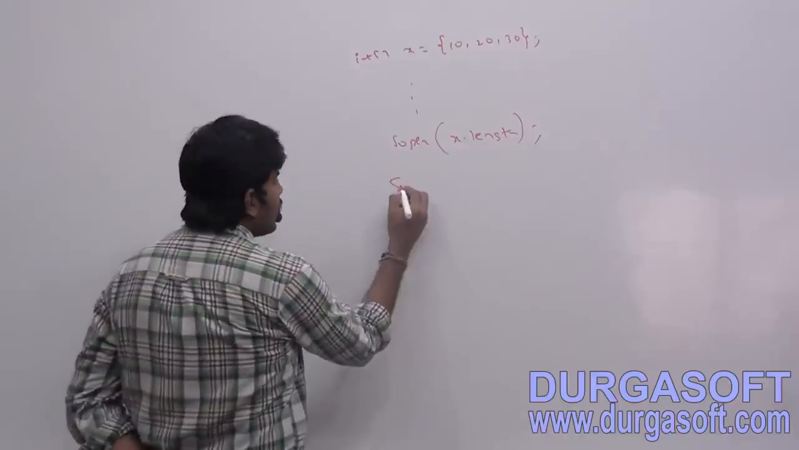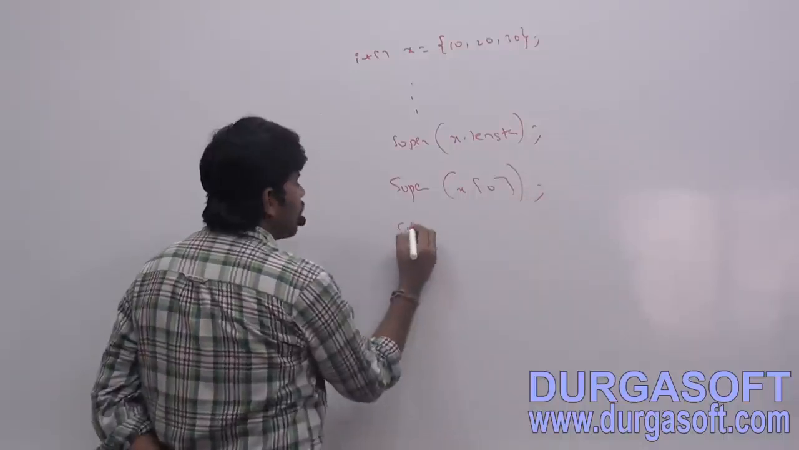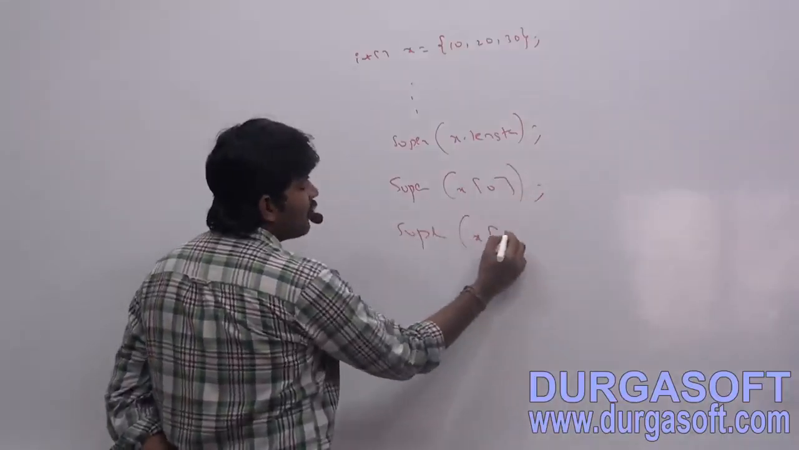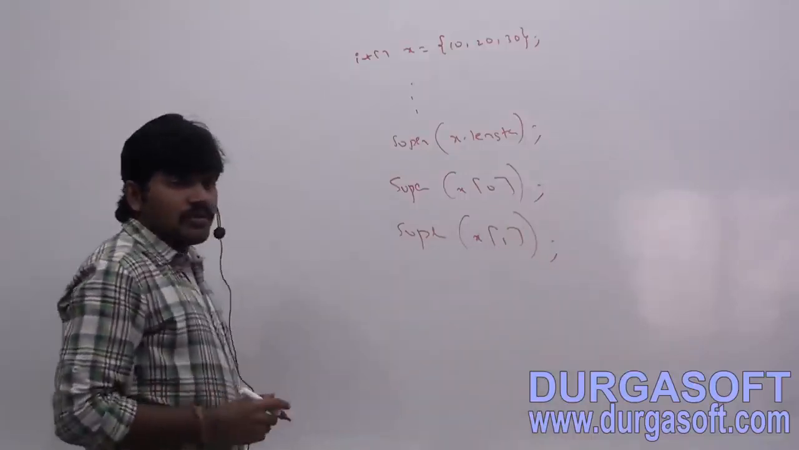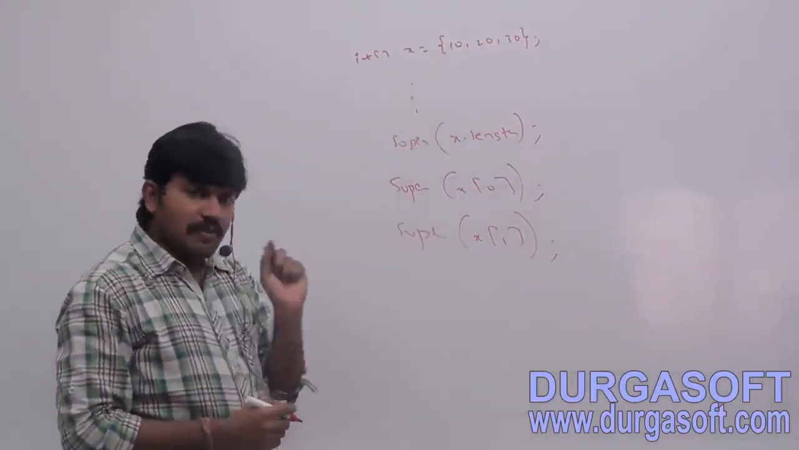Can you tell what is the first element? X of 0. Sir, what is the second element? X of 1. So every time we can use an array by using its name only.